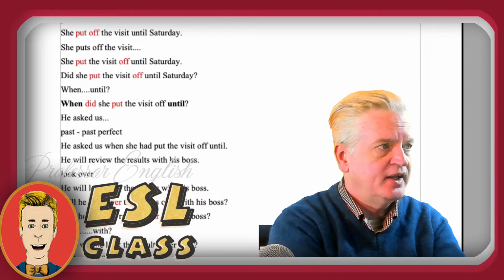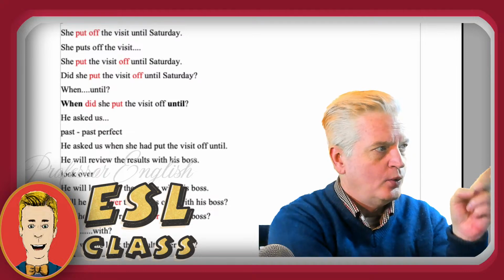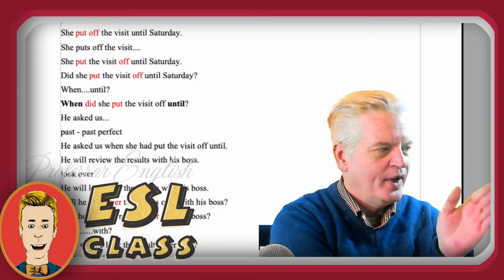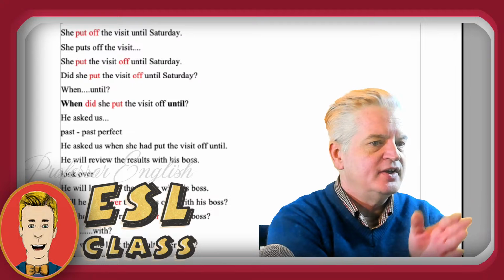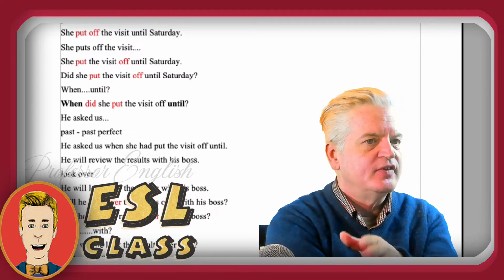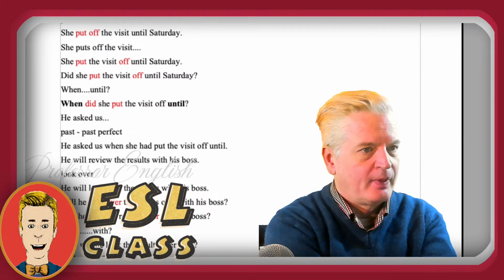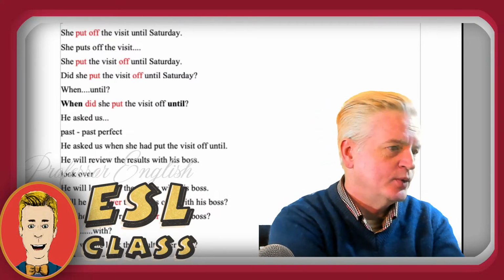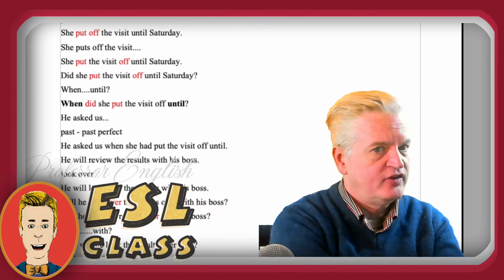Okay. Now let's make a when until question. If you're looking at the screen, you can see it's when ... until. Not until when, but when ... until. So this is: when did she put the visit off until? It's okay if you want to say until when did she put off the visit, but most people probably wouldn't say it like that. Most people will probably say, when did she put the visit off until?